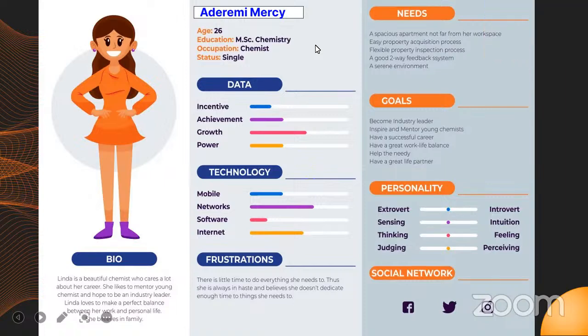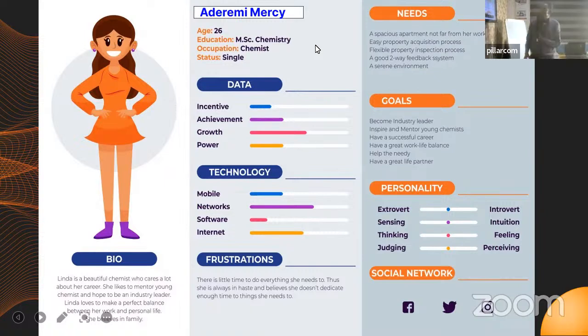Hello, are we together? Hello. This particular person is Aderemi Messi. Now, this is a buyer persona for Aderemi Messi. We are looking at this particular person. She is of age 26, and her educational qualification is an MSc in chemistry. She works as a chemist, and she's single.